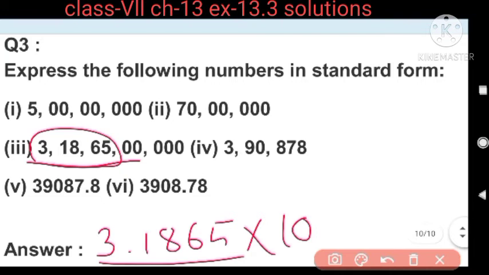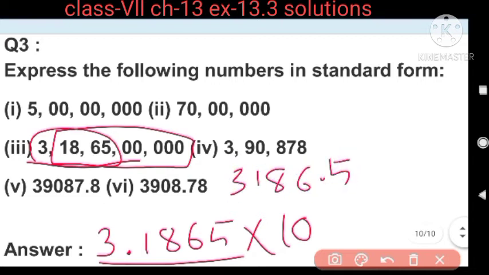Now, where did you put the decimal here? After 3 you put the decimal, isn't it? So after 3, how many digits are there? We have to count. Why after 3? Because we are putting the decimal after 3. If you put the decimal after 6, suppose 3.186 then 5, you are putting the decimal after 6, that means you will count only the digits after 6. But we are putting the decimal after 3, that means you have to count all of these. So if you count 3, 4, 5, 6, 7, 8, 9, it will be 10 to the power 9.